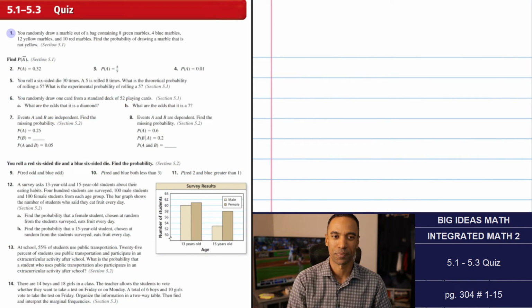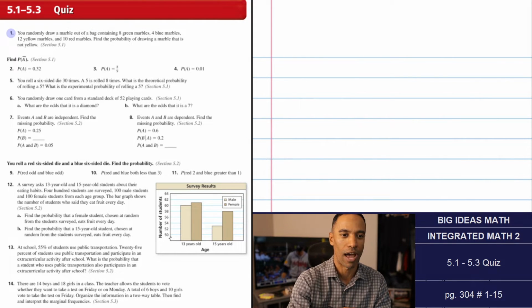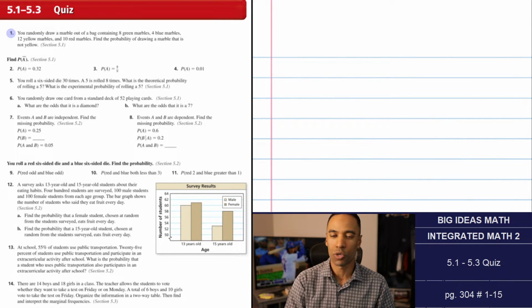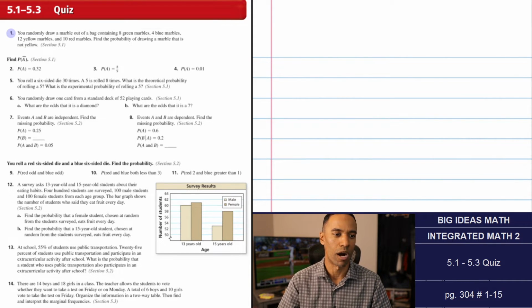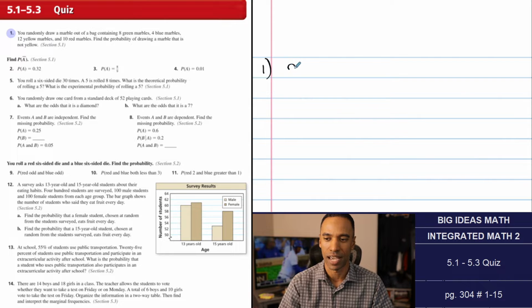We are dealing with number 1, out of section 5.1, where it says you randomly draw a marble out of a bag containing 8 green marbles, 4 blue marbles, 12 yellow marbles, and 10 red marbles. Find the probability of drawing a marble that is not yellow.